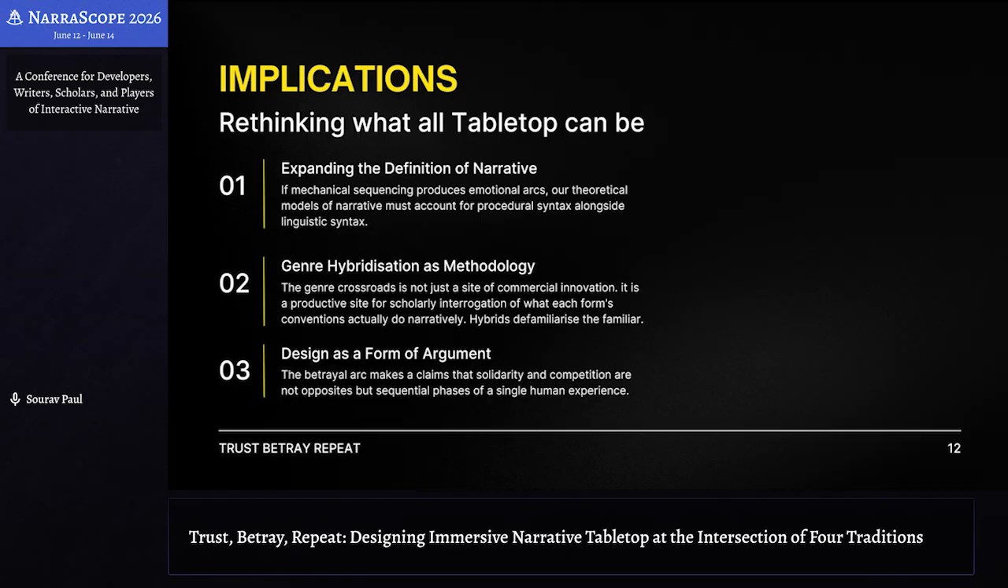The final implications: let us think of what all tabletop can be beyond what is actually present right now. Expanding the definition of narrative, the mechanical sequencing is producing emotional arcs. So the theoretical models of narrative must also account for procedural syntax alongside linguistic syntax. Genre hybridization as a methodology, taking up different genres not only for their commercial innovation but also to check out how they act together narratively.